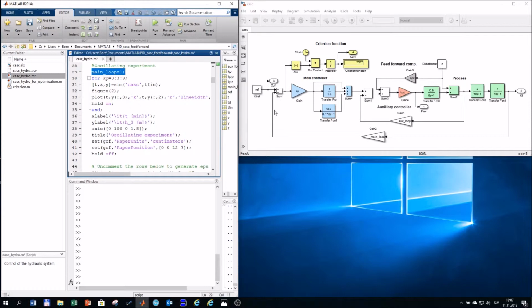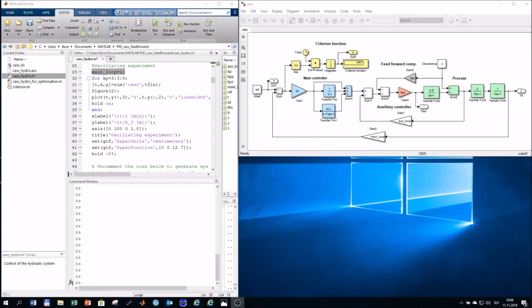On the other hand, the initial values of the parameters are Kp equals 1, Ti has at the beginning a very high value, and Td equals 0, so only the P controller is active in this part. The auxiliary loop is not active because this parameter equals 0, and the auxiliary controller gain equals 1. So we use only the P controller in this experiment.